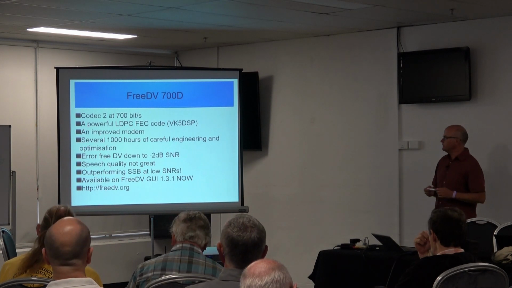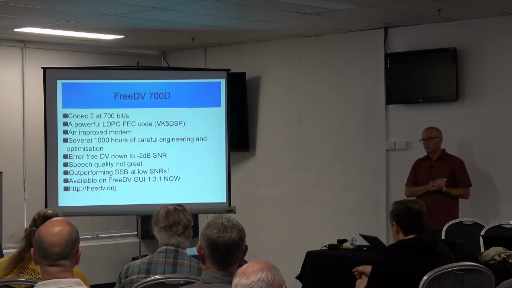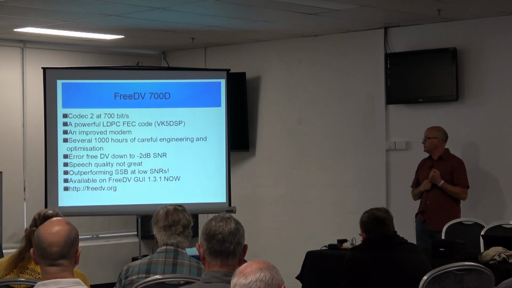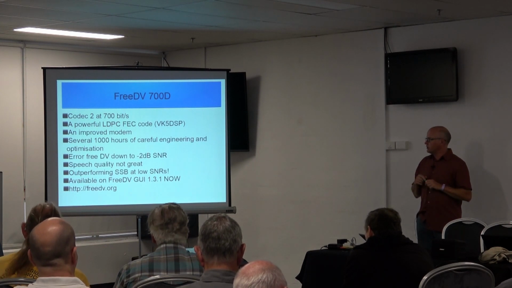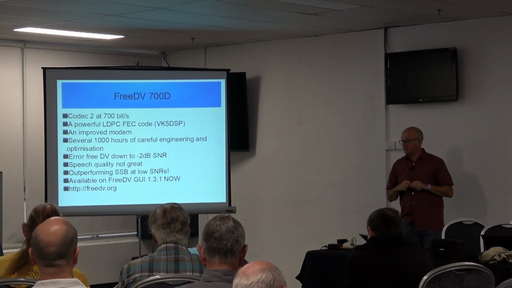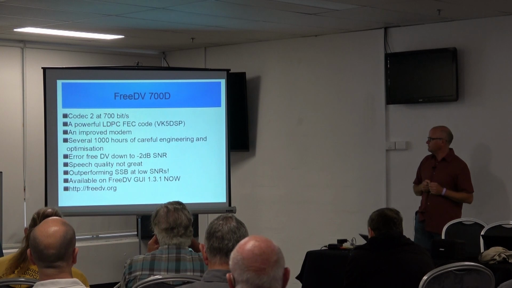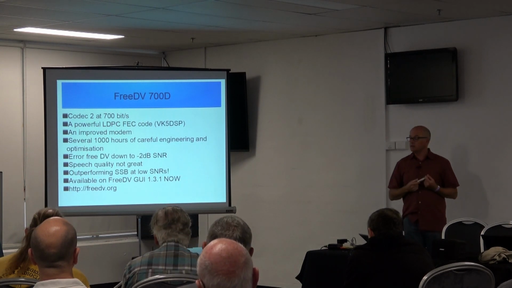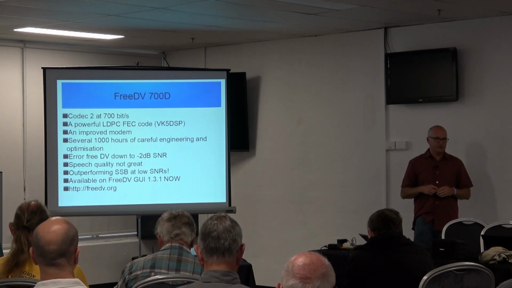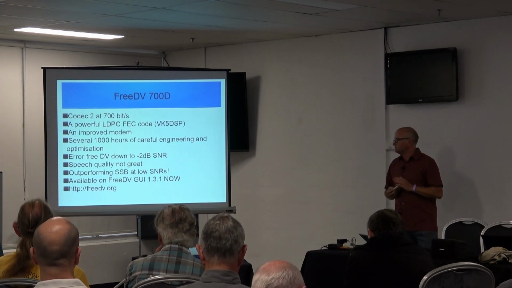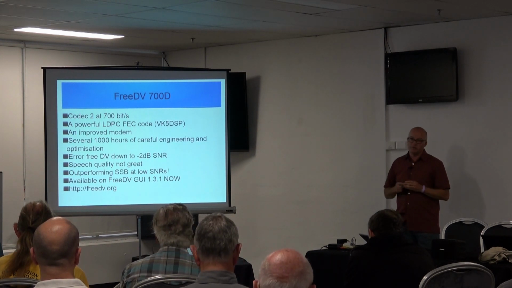Okay, so one of the new modes is called FreeDV 700D. That's been released since I last spoke at Wyong. It was released around April, May last year. That uses the Codec 2 voice codec, at just 700 bits per second. It's got a very powerful forward error correction code developed by another ham in South Australia, Bill, VK5DSP, and that helps correct the errors in the signal as it goes through the HF channel. It's got a much better modem than we had before, and we put several thousand hours of engineering into this to get it to work.